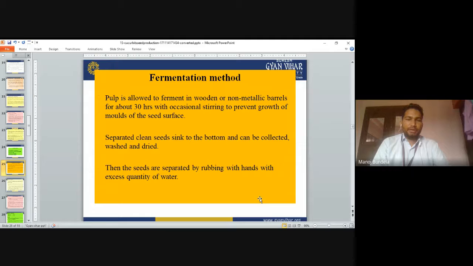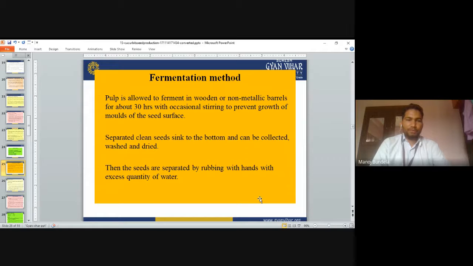Separated clean seed sinks to the bottom and can be collected, washed and dried. So we have to collect, wash and dry. Then the seeds are separated by rubbing with hands. We will rub the seeds by hand and then separate the seeds with an excess quantity of water.